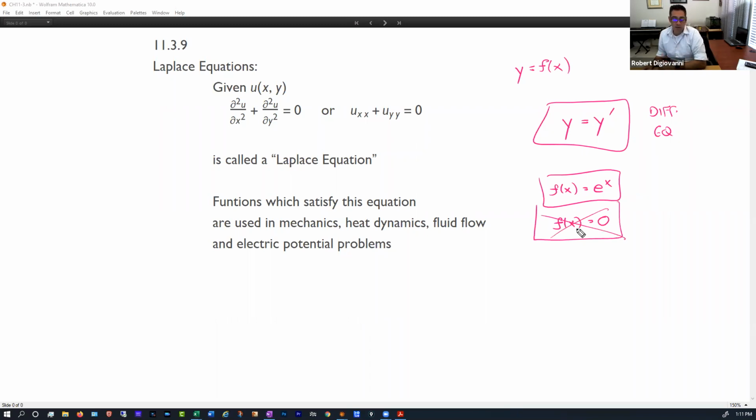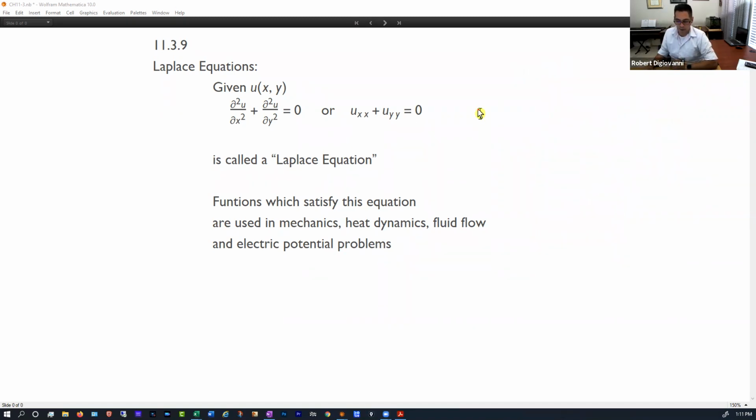So very, very loosely speaking, that's what differential equations are all about: you're trying to find functions that are somehow connected to their derivatives. Okay, we're not going to go any further with that because, like I said, we'll just get way off topic.